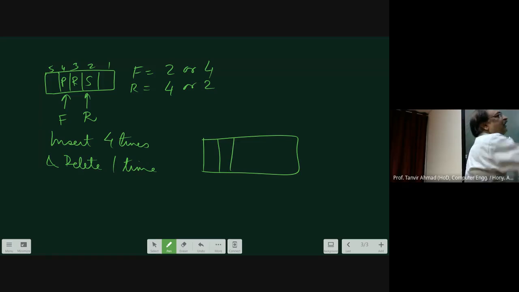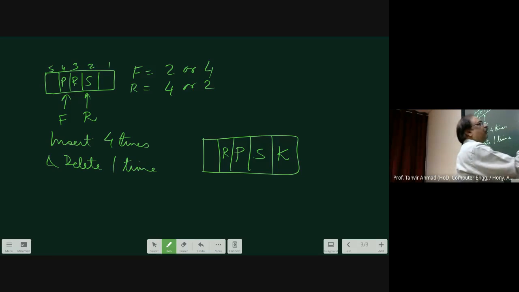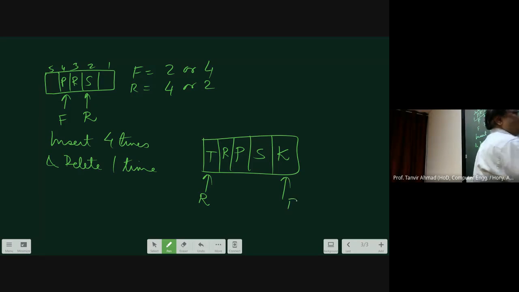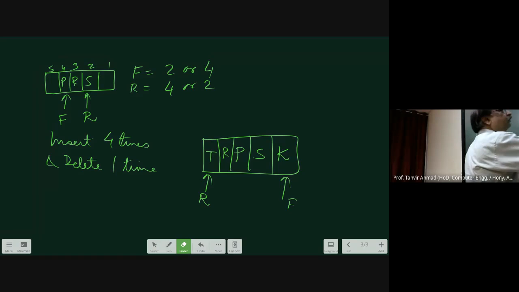Let me try to explain. एक बार बताया था, then you will try to understand. For example, I might have entered say K, then S, then P, then R. Then maybe T. Now here, R was here, and F was here. ठीक है? Then what I did, I deleted the numbers from here. Now I deleted this one. Then F will come here.